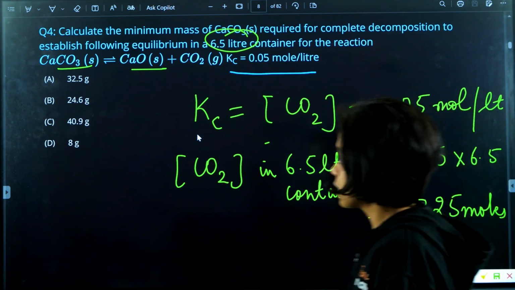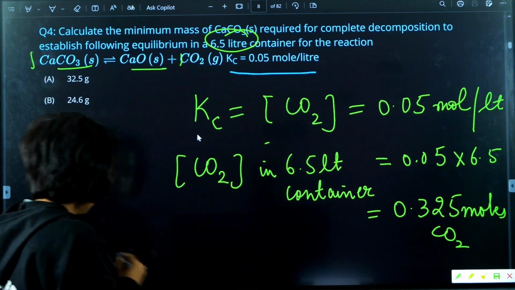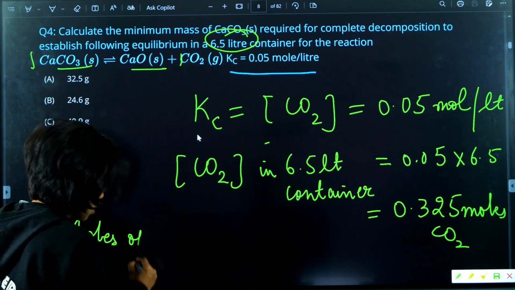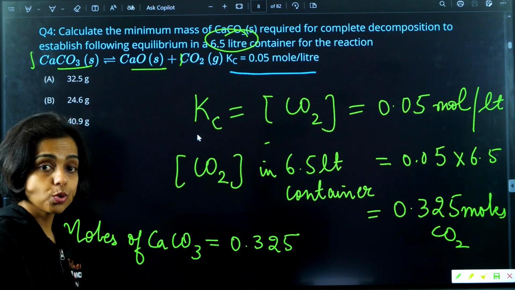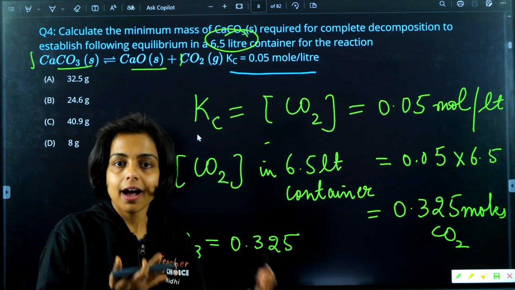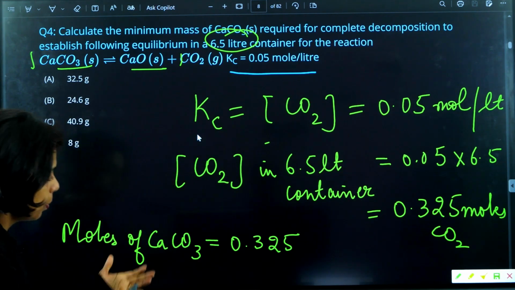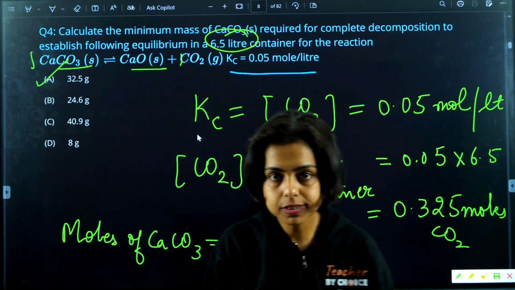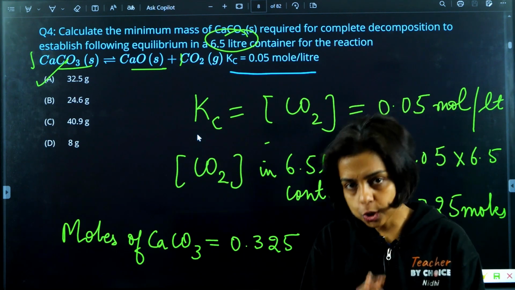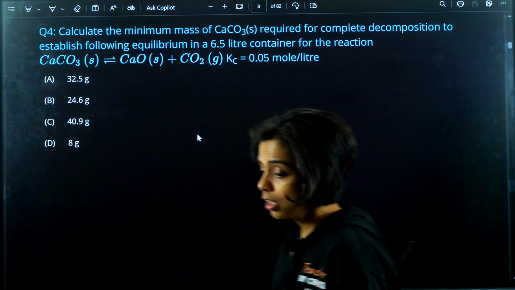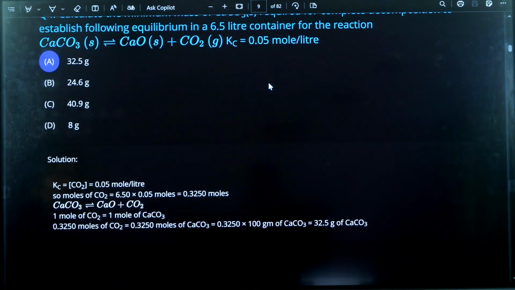As the equation says, 1 mole of calcium carbonate forms 1 mole of CO2. So these many moles of CO2 will be formed by these many moles of calcium carbonate. So moles of calcium carbonate is also 0.325, right? And you are supposed to convert it into mass, so you multiply it by 100, because 100 is the molar mass of calcium carbonate. You are supposed to calculate the answer in grams, not moles. Times 100, you'll get your answer as A. Pretty simple. So this was question number 4, and I assume most of you were able to get it right.